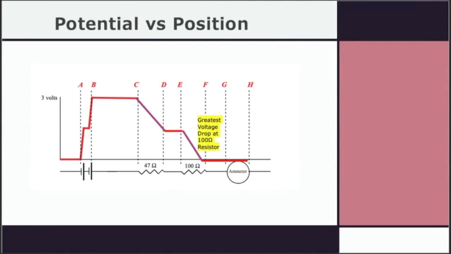Here is a plot of potential versus position for the circuit. The negatively sloped regions represent the change of potential occurring at each of the resistors. The greatest drop in voltage occurs across the 100 ohm resistor, since the resistance was at a max at this location.